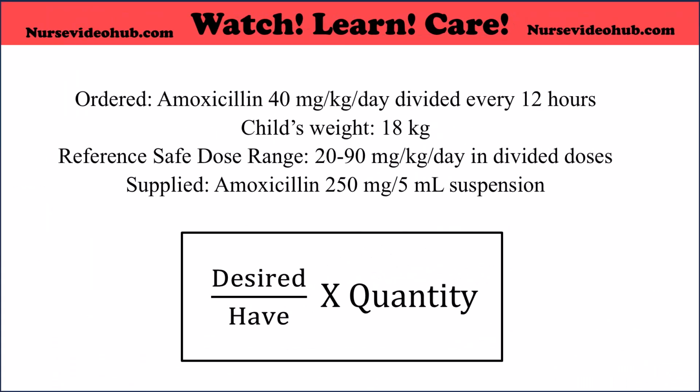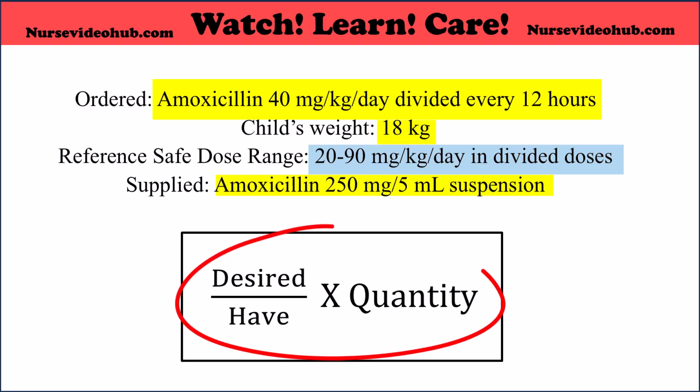Let's consider another example where you need to calculate the dose to be administered based on the patient's weight. The order is amoxicillin 40 milligrams per kilogram per day divided every 12 hours, so administer in 2 doses. The child's weight is 18 kilograms. The reference safe dose range is 20 to 90 milligrams per kilogram per day in divided doses. The medication supplied is amoxicillin 250 milligrams for every 5 milliliters of oral suspension. Using the formula method, divide the desired dose by the available dose and multiply the result by the quantity available.